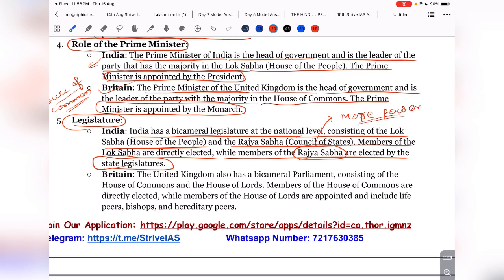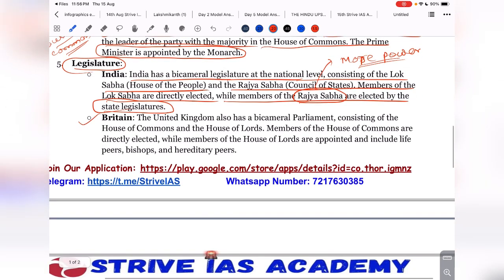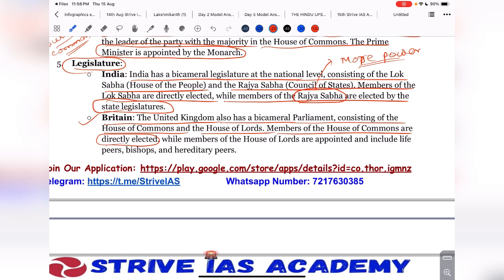But in Britain, the United Kingdom has a bicameral legislature consisting of the House of Commons and the House of Lords. Members of the House of Commons are directly elected, while members of the House of Lords are appointed, including life peers, bishops, and hereditary peers. That means not all are elected. There are some nominated or common members.